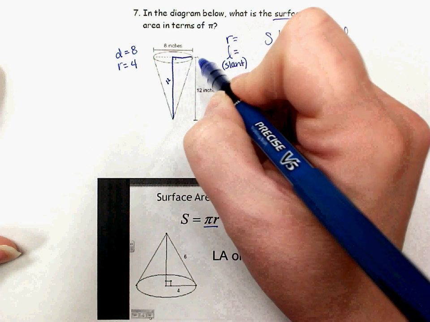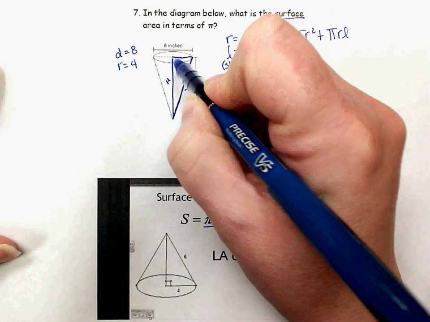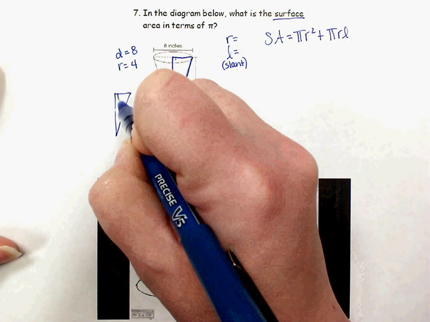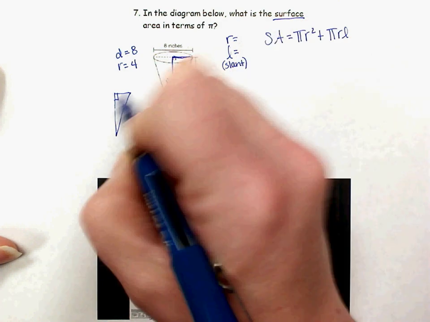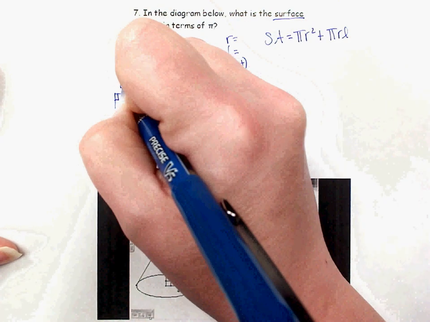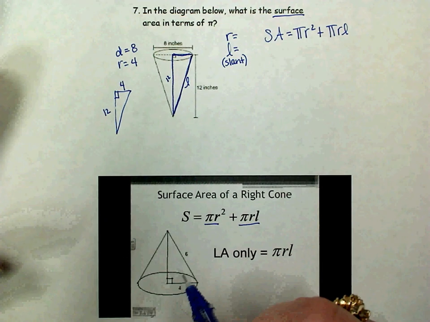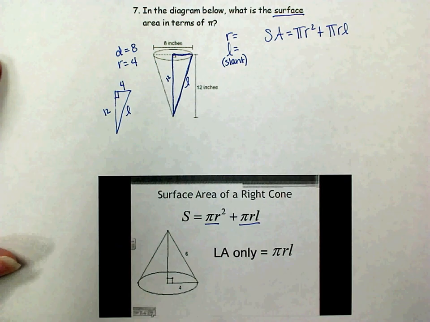So to find the slant height, I'm going to have to focus in on this right triangle that we have inside the cone. So this leg of the right triangle is half of my diameter, which is 4, and then this other leg is the vertical or height, or the altitude, which is 12. And I'm wanting to know the slant height, which is my L.